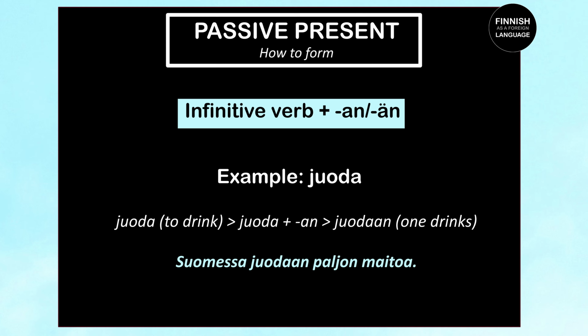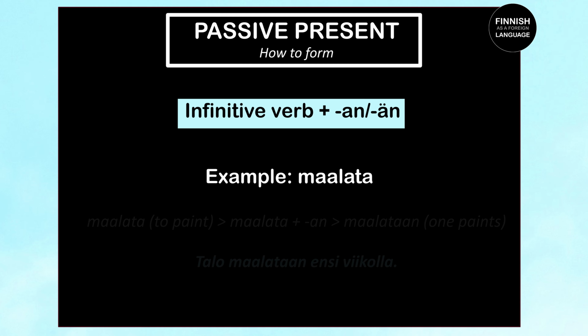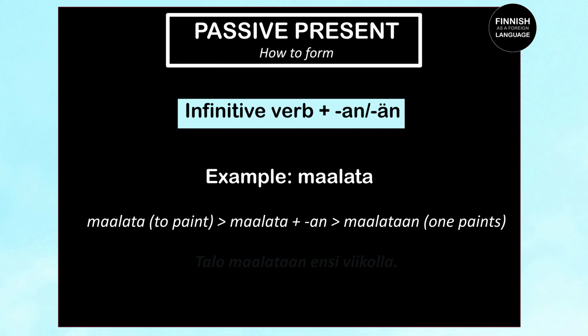Let's take another example. Maalata means to paint. Now we want to form the passive present. So that means we take maalata, which is our infinitive verb, and we also add an to it. So we have maalata plus an is maalataan, meaning one paints. Also here, let's see how it works in a sentence. Talo maalataan ensi viikolla means either the house is going to be painted next week or next week the house is going to be painted. Talo means house. Maalataan is here our passive present, and ensi viikolla means next week.